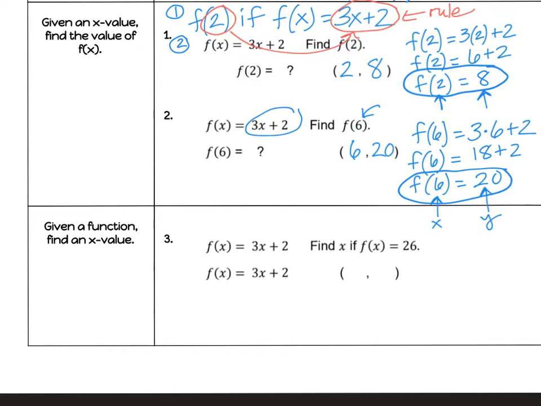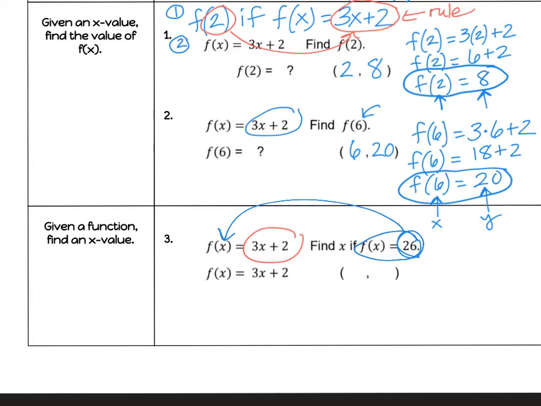All right, so these next two problems are going to be different from the two we previously did. In these ones, we are given a function and we need to find the x value. So we're still given our rule. Our rule is the same, but this time we're given what f of x equals. So we're going to plug that 26 in over here and then solve for x. Sounds a little bit confusing, but you've solved equations like this before, so you can do it.